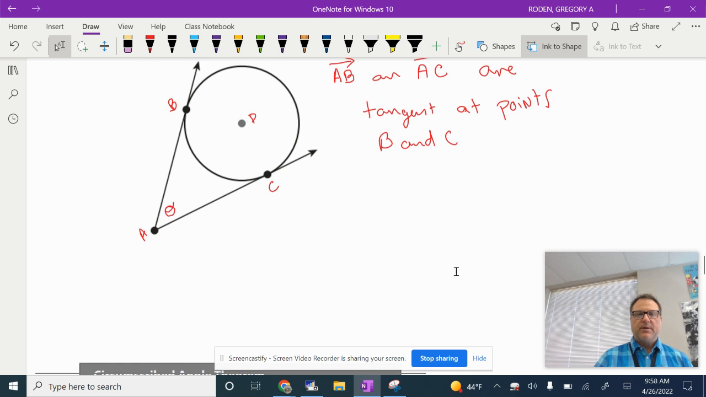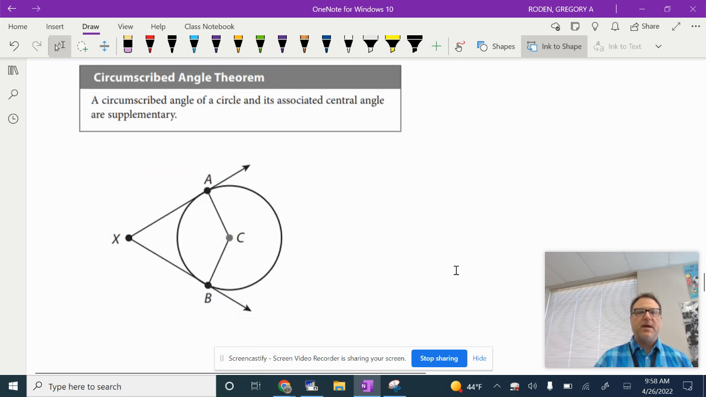All right. So now, here's a huge theorem. It's called the Circumscribed Angle Theorem. So let me read this and you can write it down, and I want you to draw this picture here. A circumscribed angle of a circle and its associated central angle are supplementary. So I want you to write that down. It's very important. I don't think we're going to formally prove it, but it's actually a very easily understood idea.